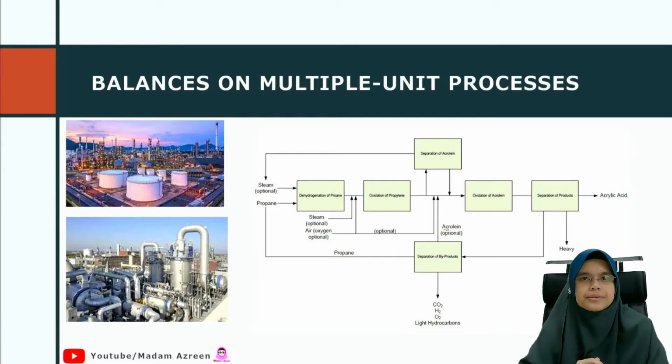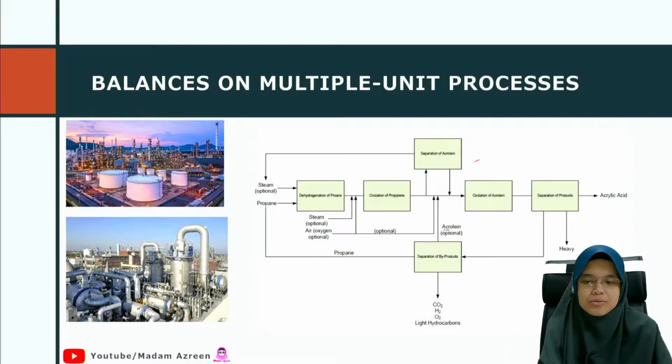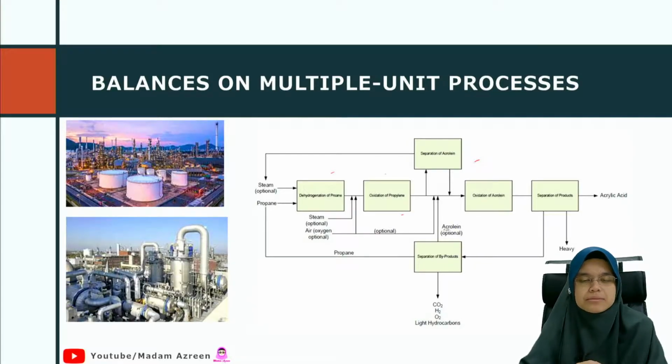You already learned about a block diagram, a single unit block diagram, whereby you have only one block. But here, when you have multiple units, as you can see up here, it has a lot of block diagrams, and each of these block diagrams represents a unit of equipment. And as you can see again, the picture of a real chemical plant.